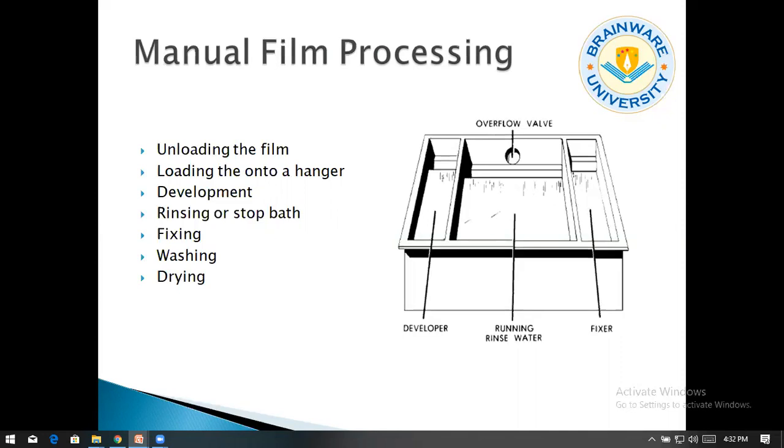So in this picture, you can see three tanks. From your left side, one is for developer, one is for rinsing water, and one is for fixer. That middle one, the rinsing water, should be a continuous watering system. An overflow valve is there to drain the used water.